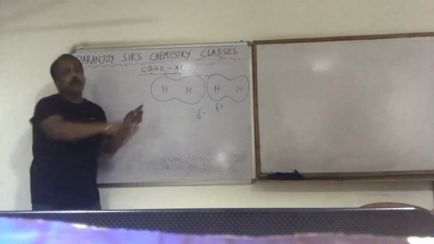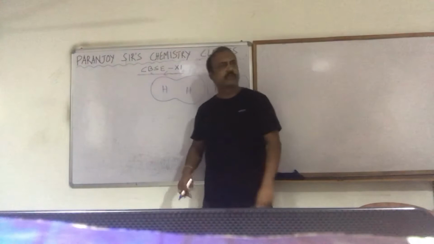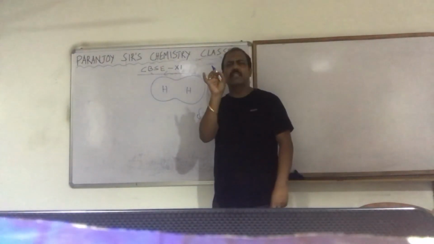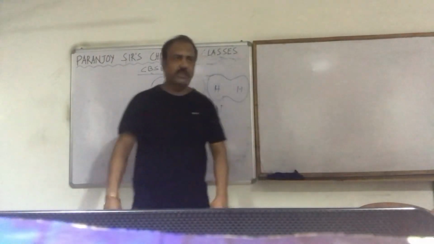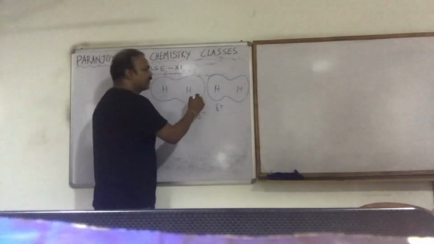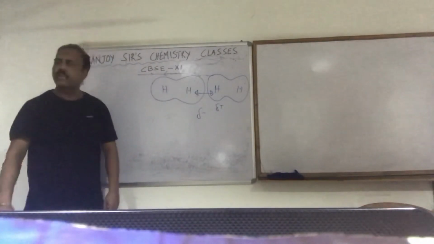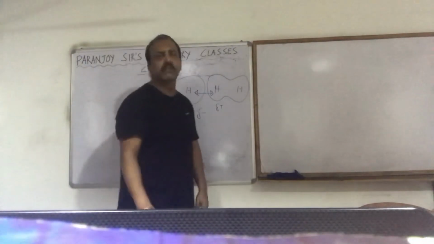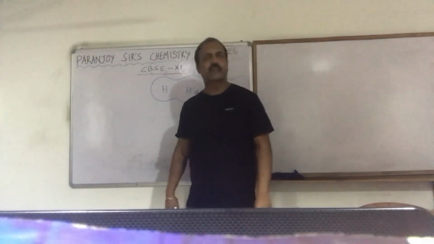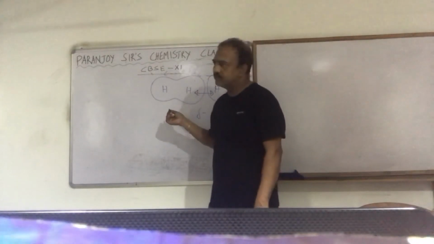जब वो घूम रहा है, because the electrons are moving around the orbit. Okay? So this charge that is developed is very, very momentary. And because of this momentary charge developed, there will be a certain kind of force of attraction. And that force of attraction is called London force of attraction or Van der Waals force of attraction, which is obviously the weakest force of attraction.